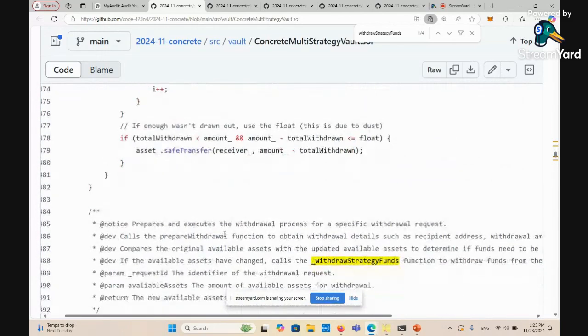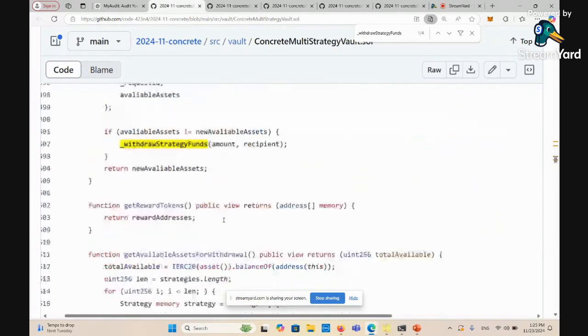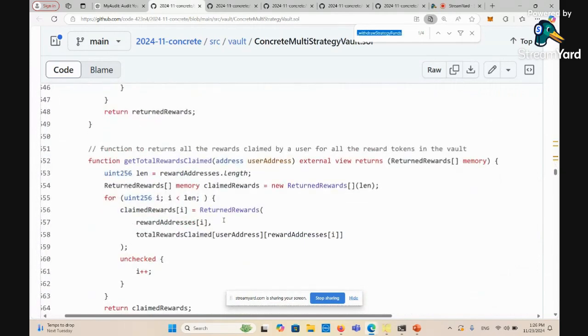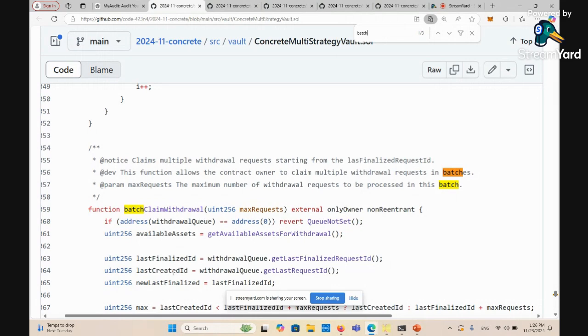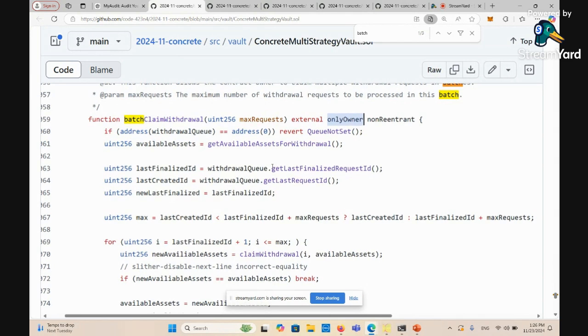This is where you can withdraw funds from different strategies. Now, this is the thing they do. It's called batch claim, I believe. Yes, batch claim withdraw is only called by owners. The owner is going to call this function and try to claim the withdrawal. You are going to specify an argument over here, meaning how many requests you want to accommodate right now.